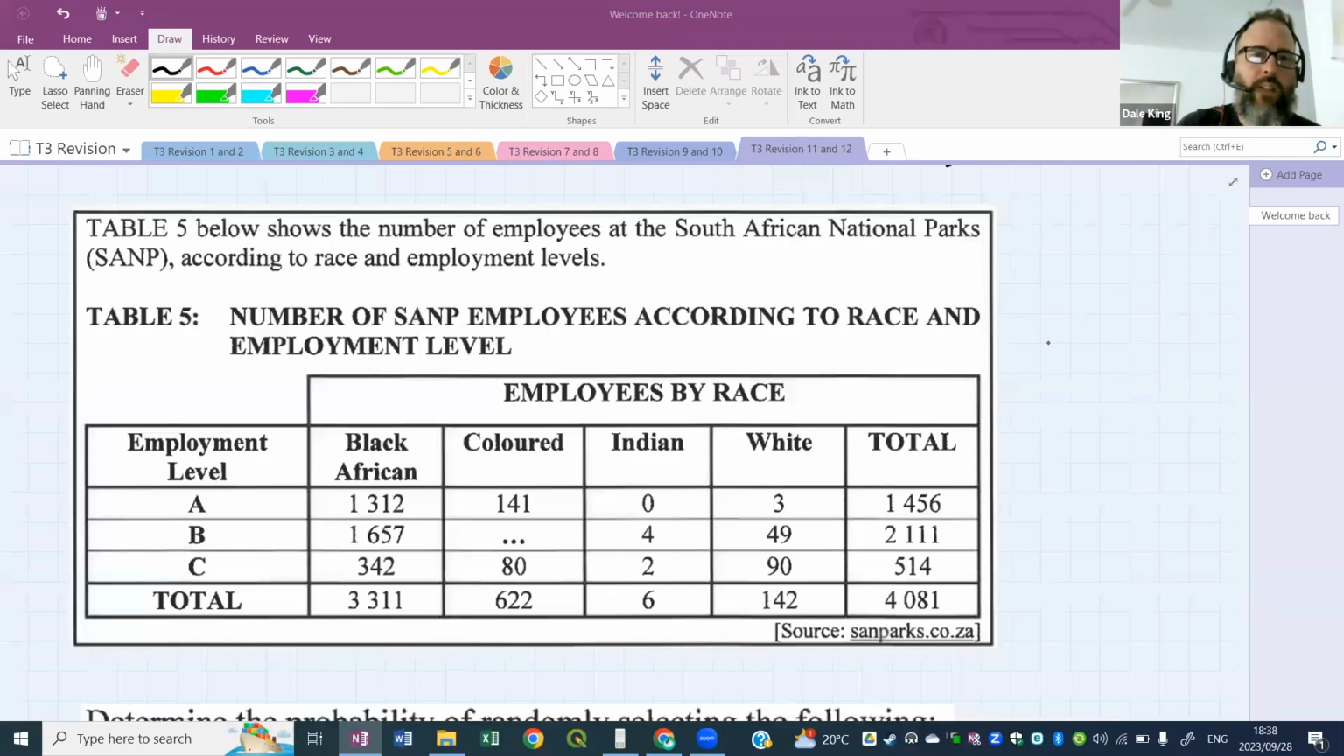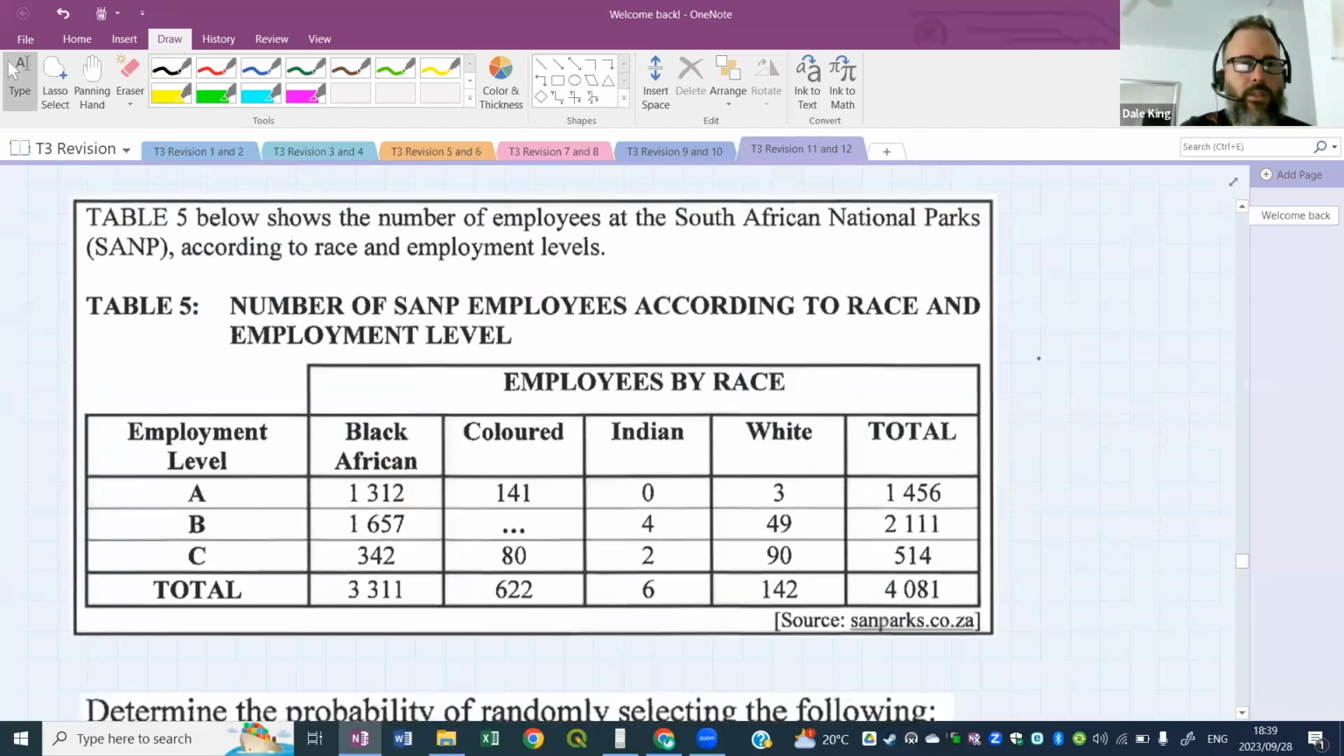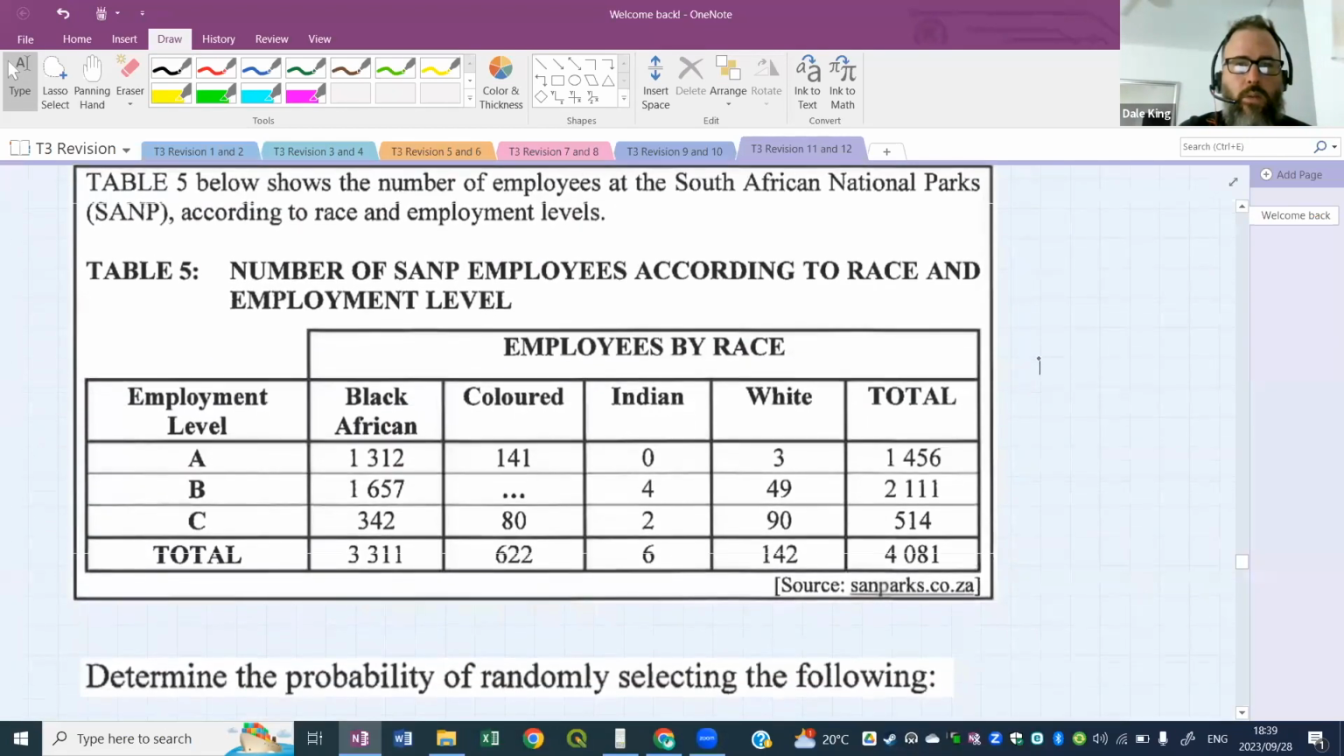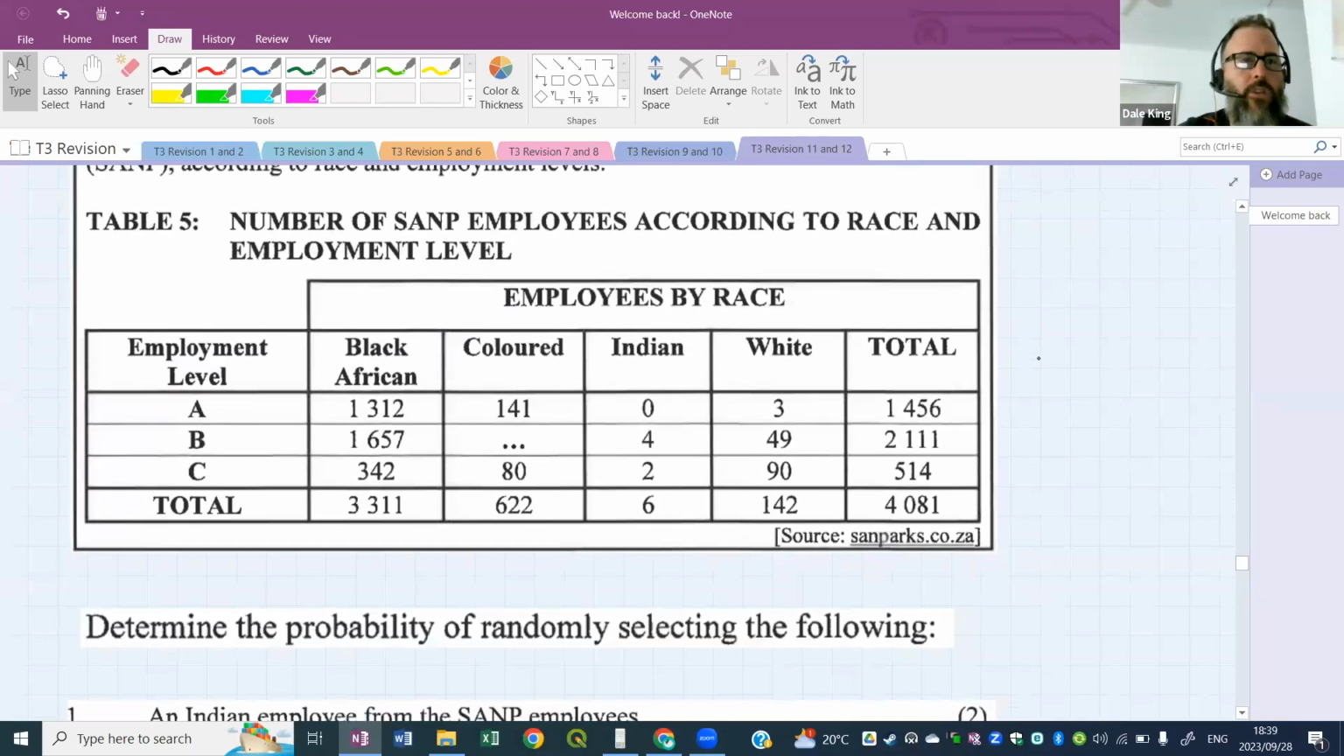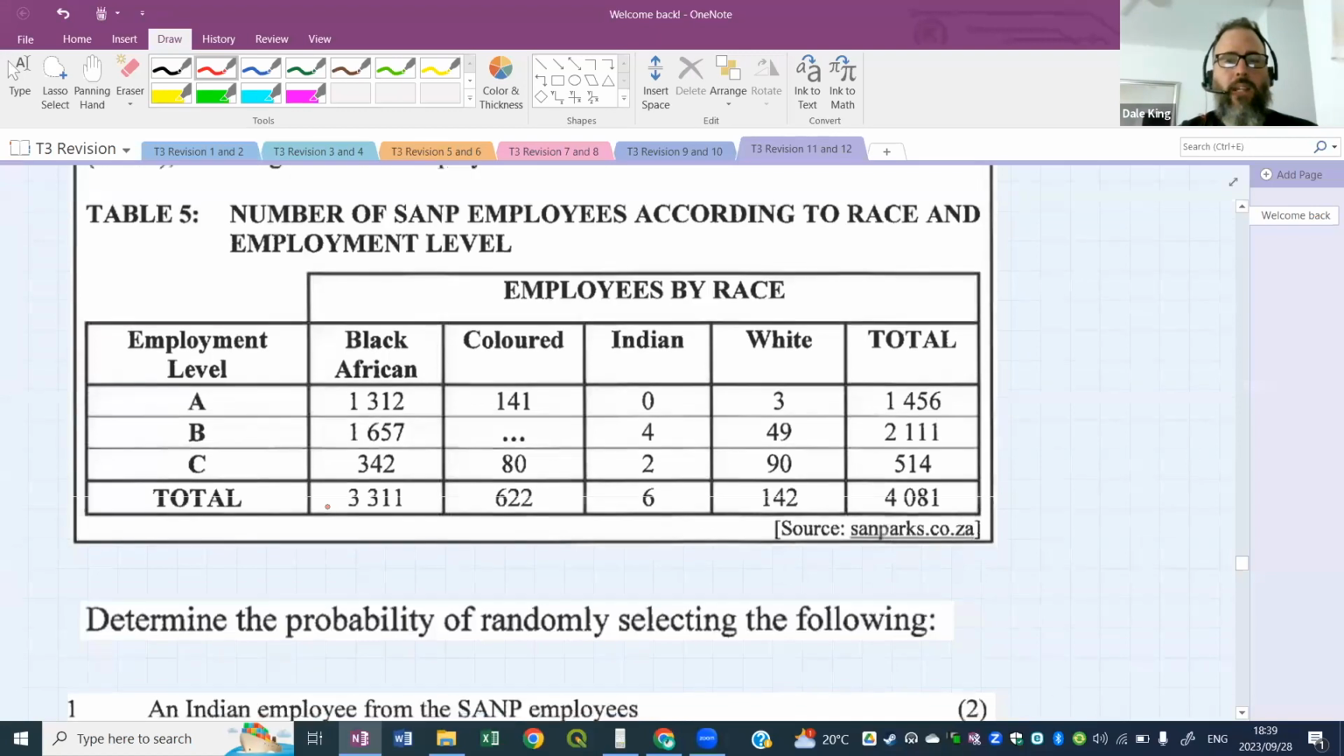So here we go. There's a table here. It shows the number of employees at South African National Parks, which are in control of Kruger, according to race and employment levels. So we've got employment level ABC on the left-hand side here, and then the number for each race, and a total at the end. We also have a total here at the bottom as well. So we've got two totals. Now, here comes the question.